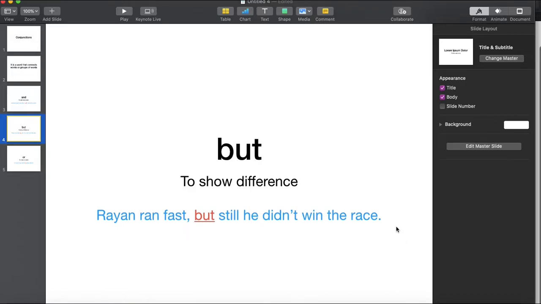I also can say John played basketball, but he never played football. So here I use the conjunction but to show a difference. Only when I want to show something opposite in the sentence, something that is not matching, I use the conjunction but.